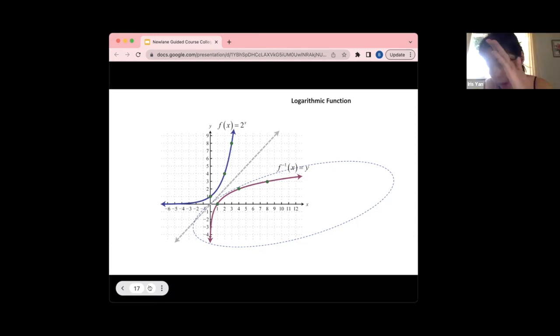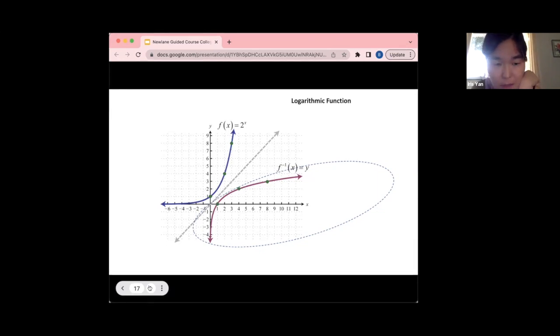It's like you draw the line y equals x, and then you use it as a mirror. When you reflect it, that's going to be the graph of your inverse function, because you are switching the y and the x. So it works exactly like a reflection. But that's not really important here. It's just a cool thing to notice.